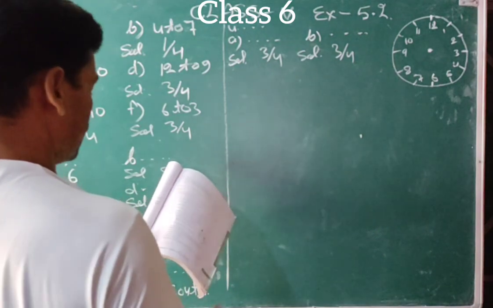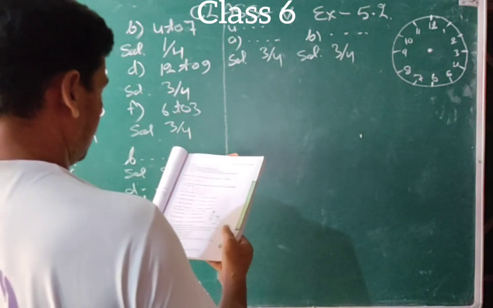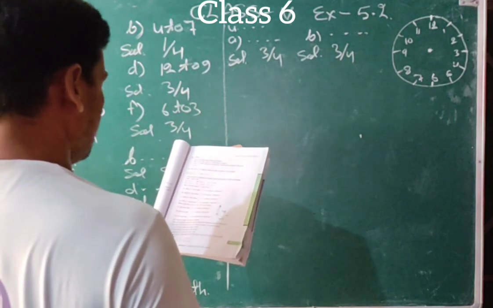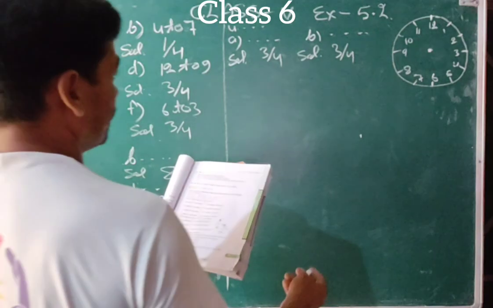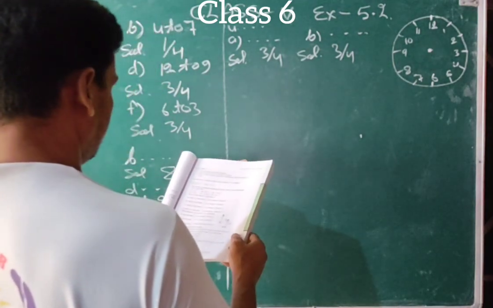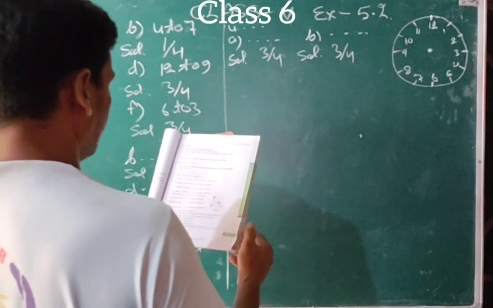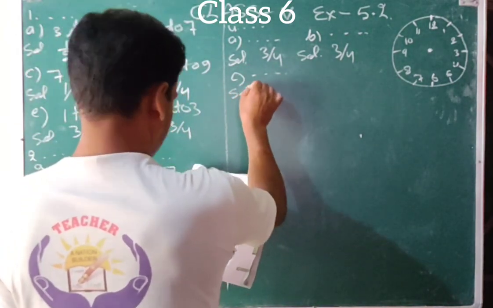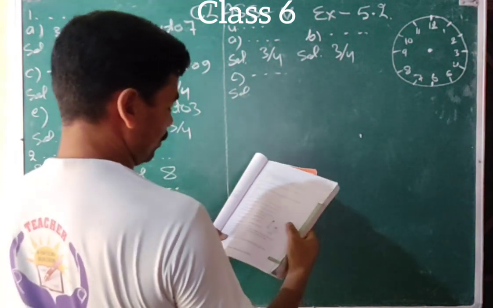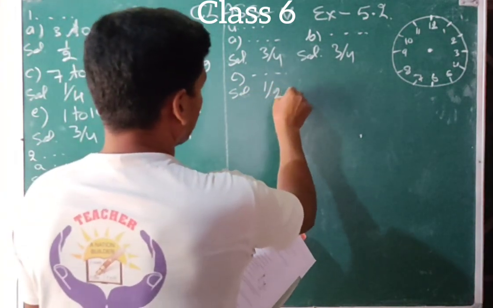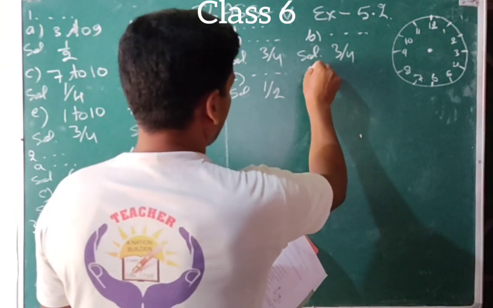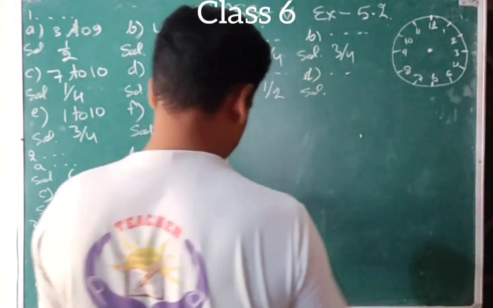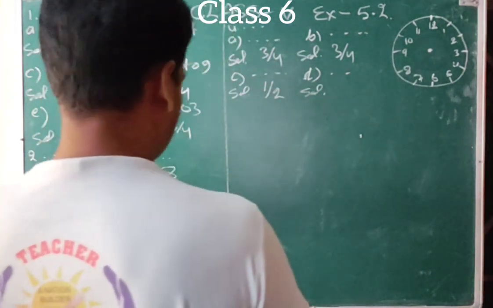C part, west and turn clockwise to face north, that will be 1/4. West and turn clockwise to face east, west to east is going, that will be half of the revolution. And then D part is not there.